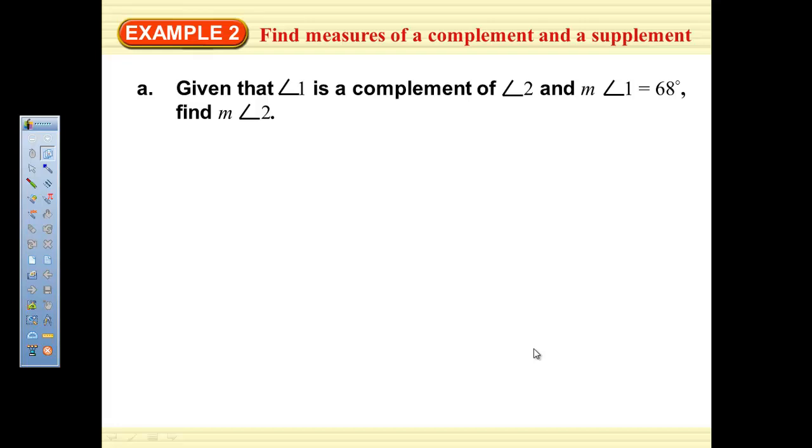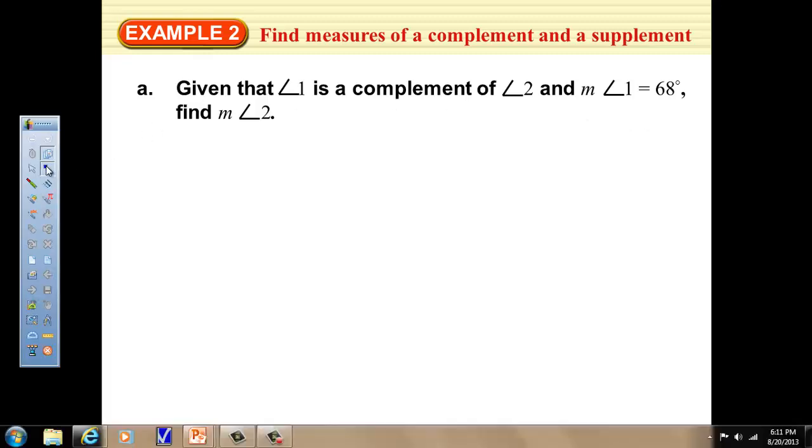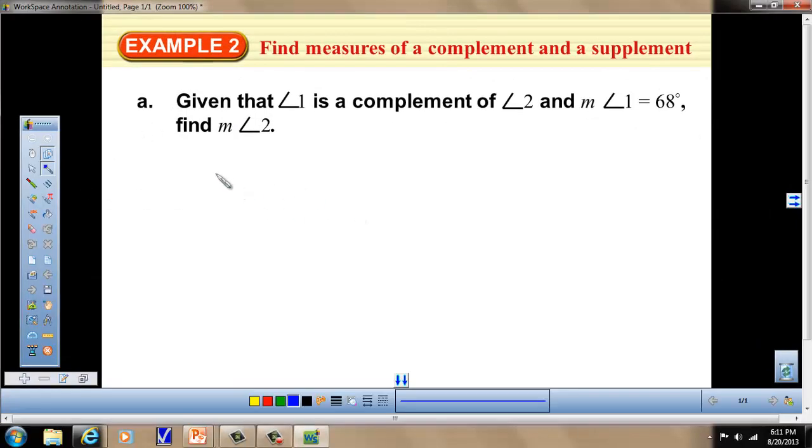We're going to look a little bit more at complements and supplements here. For this first example, we're told that angle 1 is a complement of angle 2 and angle 1 is 68 degrees. So if we look at this carefully, we can actually draw a picture of what's going on.